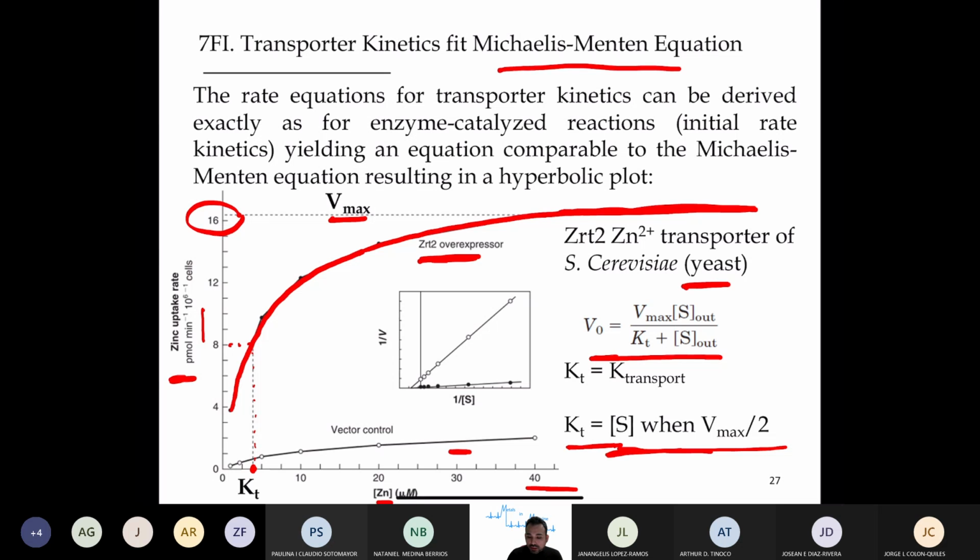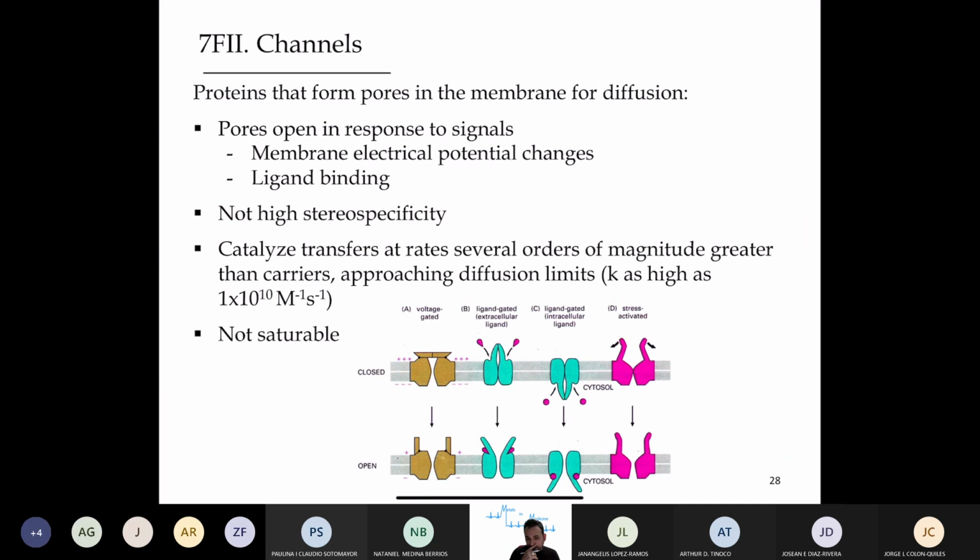All right, so what does this upper part of the plot mean? That means that you are saturating the transporter. You reach a point where you simply can't transport any faster because you have maximized the available space for movement of the solute.